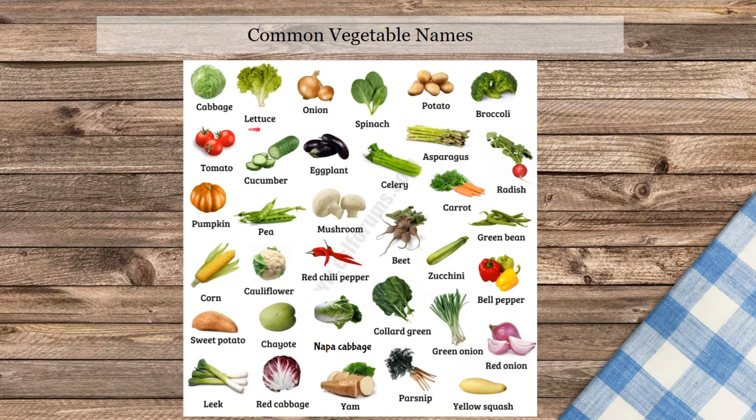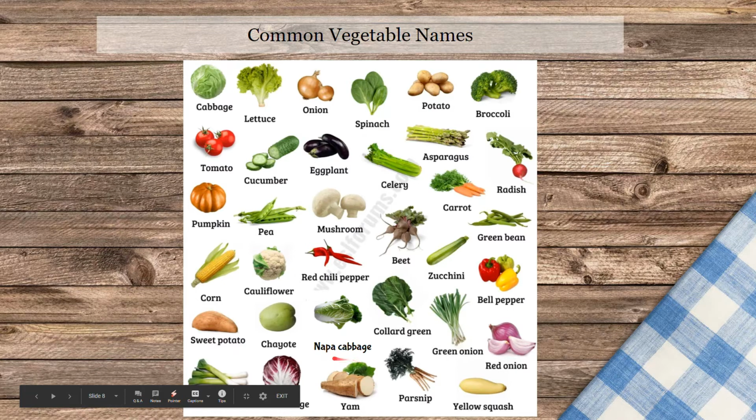Cabbage, lettuce, onion, spinach, potato, broccoli, tomato, cucumber, eggplant, celery, asparagus, radish, carrot, pumpkin, pea, mushroom, beet, green bean, corn, cauliflower, red chili pepper, zucchini, bell pepper, sweet potato, chayote. This vegetable I actually don't know very well, but I looked it up and it is pronounced chayote.